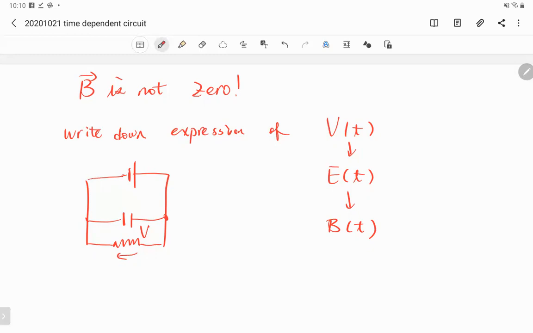I had a question. When you're determining whether the curve goes up or down, that depends on the switch being opened or closed, right? Yeah, that's right. Okay, thank you.